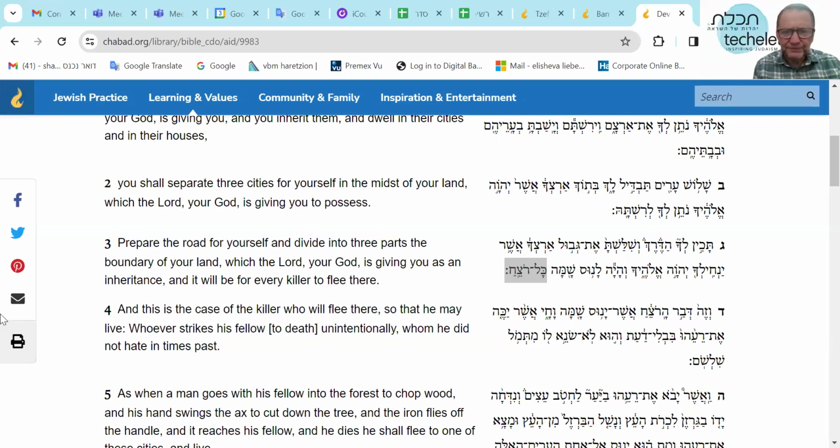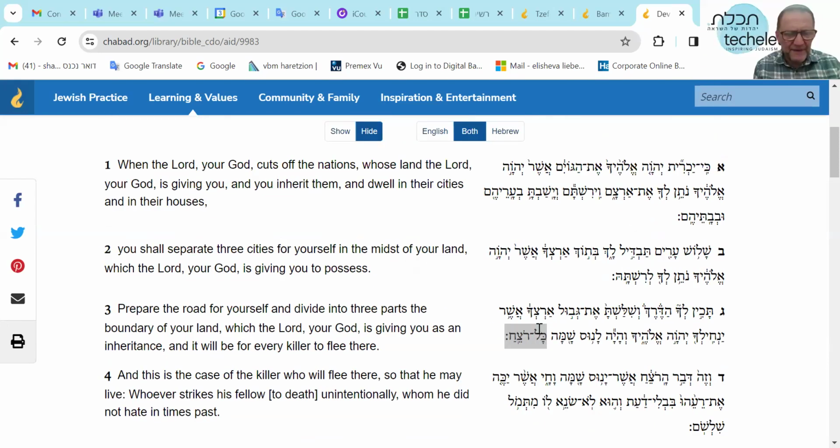Is the city of refuge only for murderers, Johnny? Yes. Only for murderers. Right, there we go. Can you see that? Yes. I have highlighted a couple of words there. Tachin lecha haderech. Prepare the road for yourself. V'shilashta et gevul artzecha. And divide the boundaries of your land into 3. Asher yanchi lecha Hashem lekecha, where your God is giving you an inheritance.